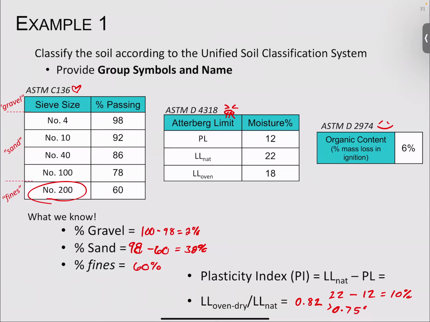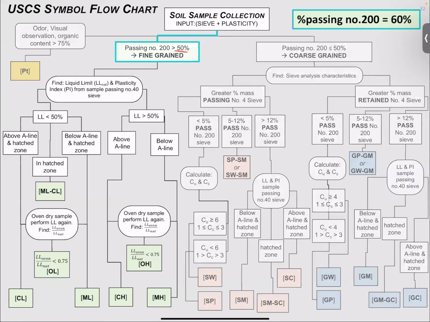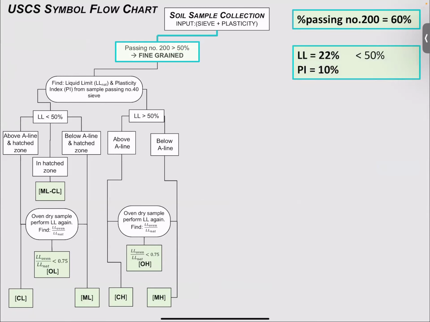Okay, so the main thing that we're going to be looking at for that first decision is the 60%. And then we also want to look at that plasticity index here too. So based off of here, we know that we're going to be hanging out over here on this side. So right off the bat, we can remove everything else. And then we want to look at our liquid limit. So is our liquid limit greater than or less than 50%? So it's less than 50%. So that means we are going to go down this path right here.